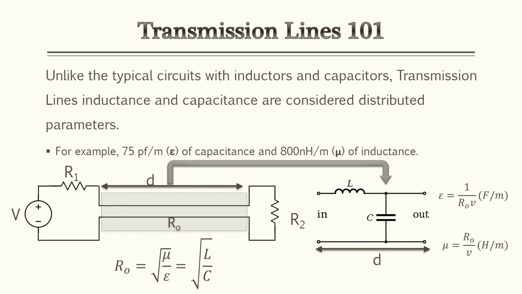Now the characteristic impedance, R sub O, is the square root of inductance over capacitance, and you can also find our permeability and our permittivity based off those values.